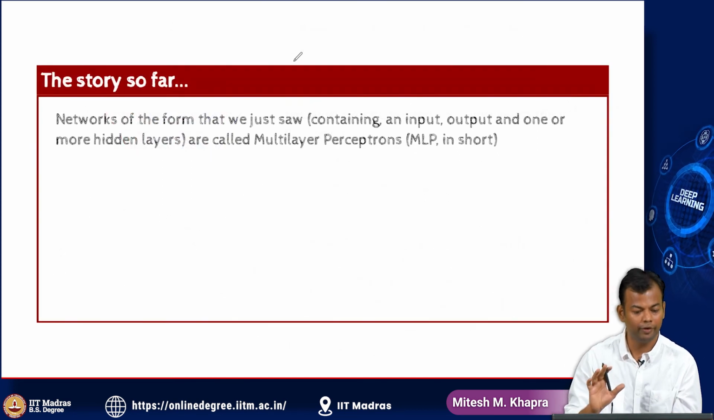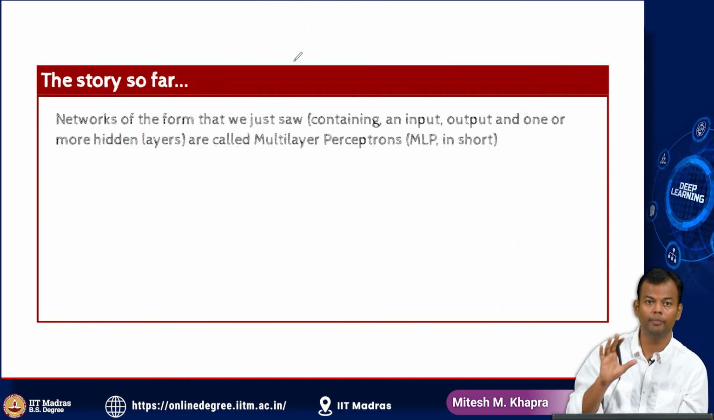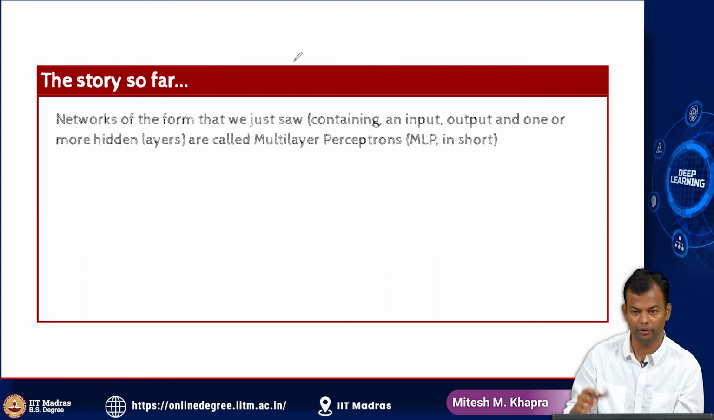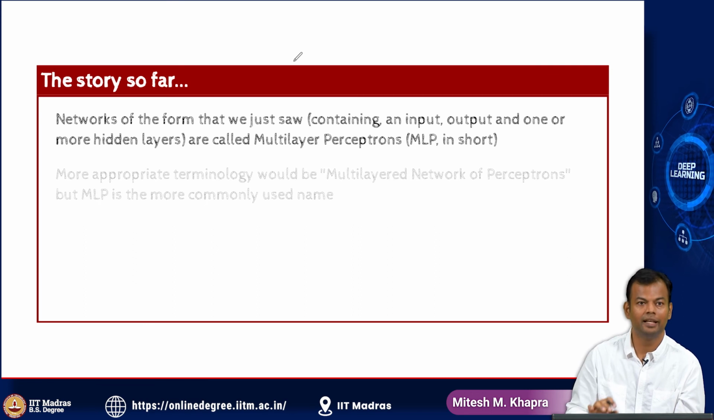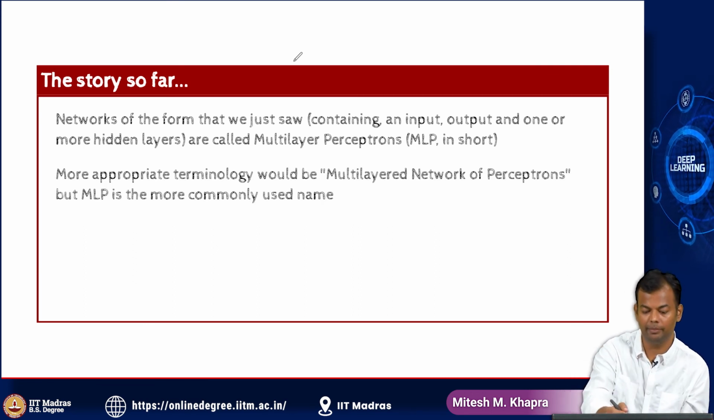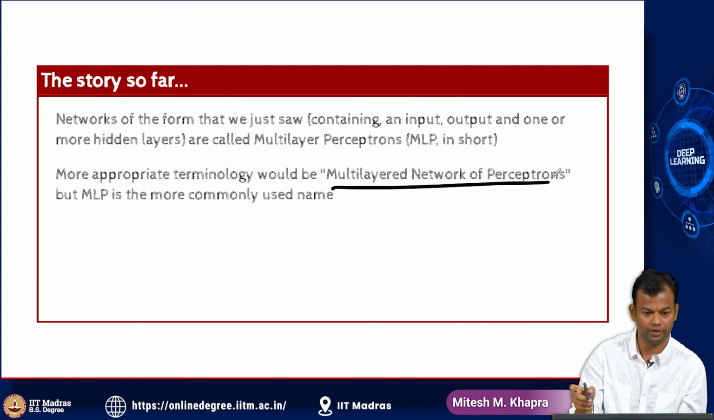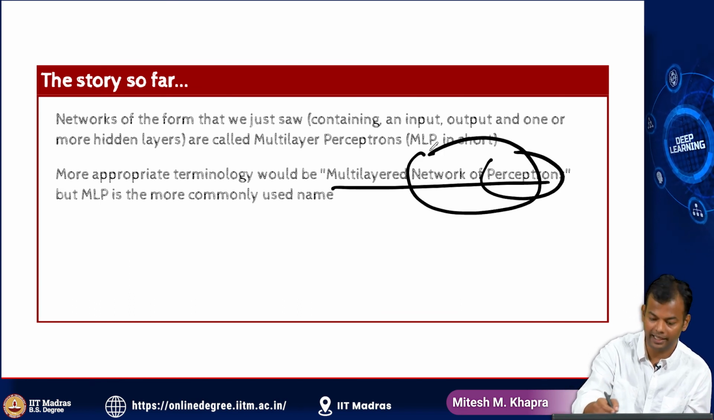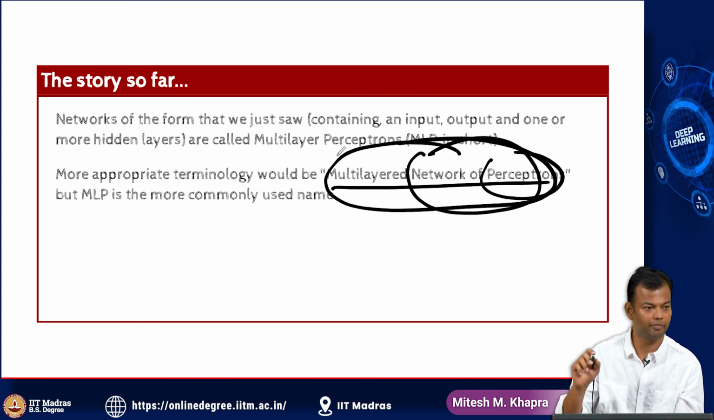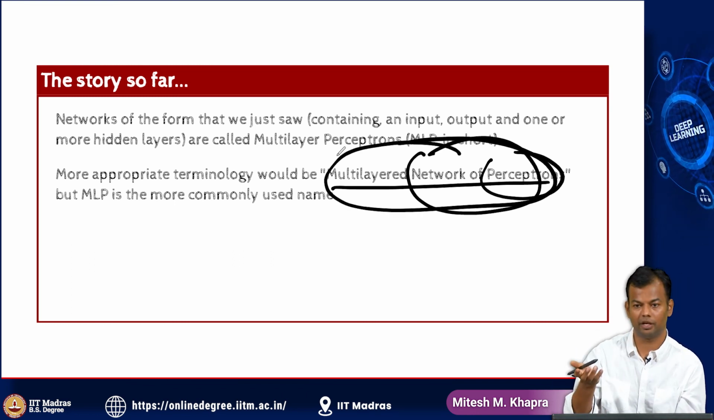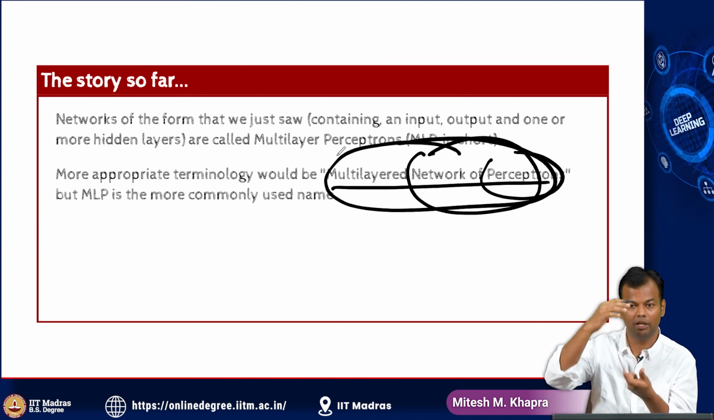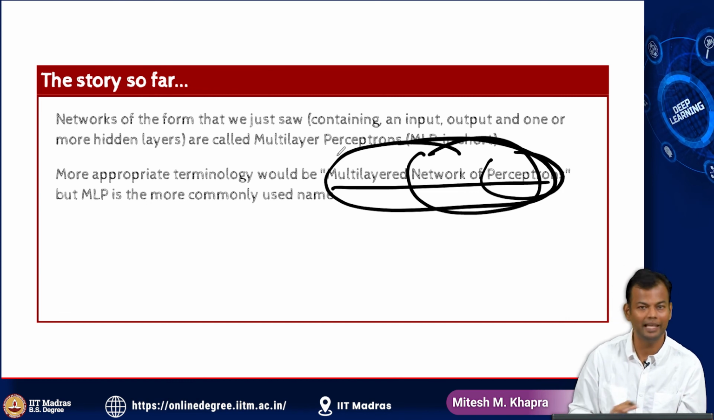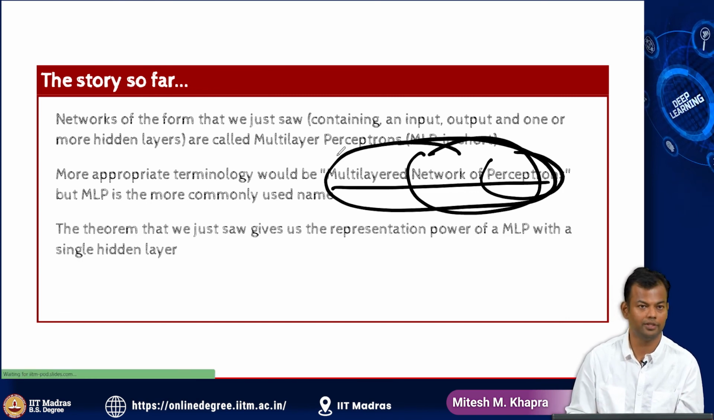So, what is the story so far? The networks of the form that we just saw are called multi-layer perceptrons, or MLPs in short. You would have heard about this in several contexts. The more appropriate terminology is actually multi-layered network of perceptrons. Why? Because you have perceptrons, there is a network of perceptrons, and there are many layers, so it is a multi-layered network of perceptrons. Multi-layer perceptron does not make sense, because a single perceptron is not multi-layer. But more commonly MLP is the terminology that is used.